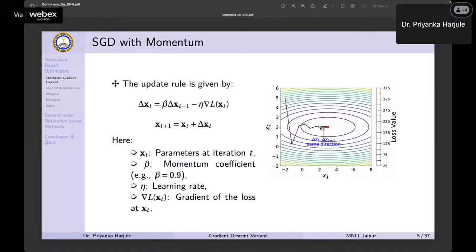So SGD with momentum fixes the instability and inefficiency of the vanilla SGD by taking into account the past gradient information and therefore stabilizing the update direction, as you can see in this figure also. With every epoch, there is a stability in the update direction. The biggest limitation here is it can be slow in the flat region. It can get stuck in small minima or plateaus, and of course it is also sensitive to the learning rate.